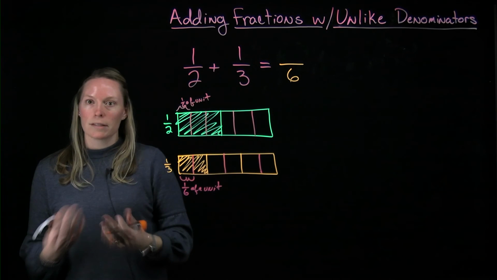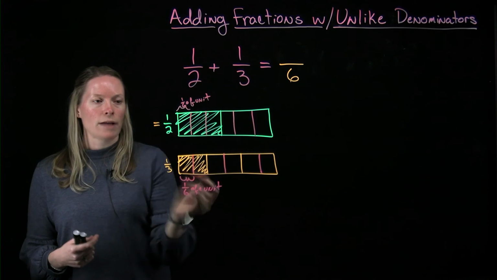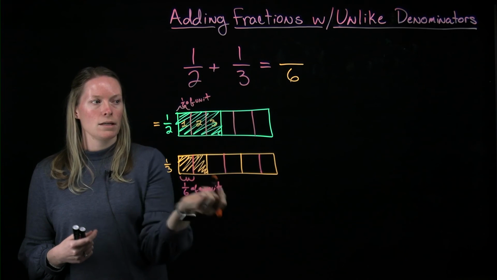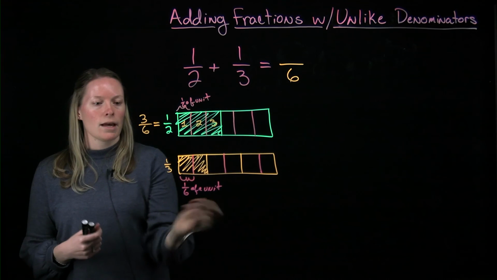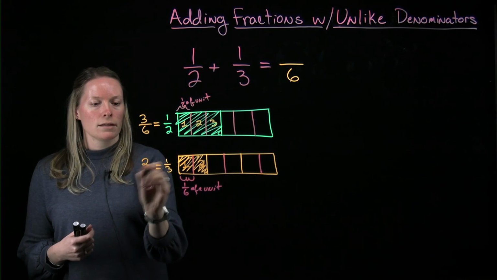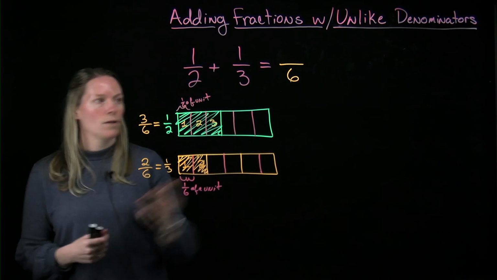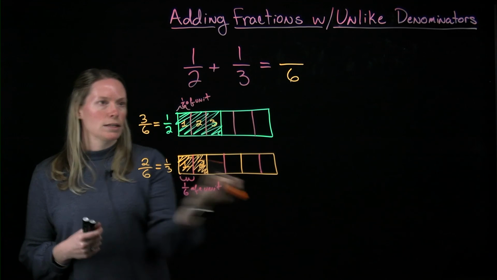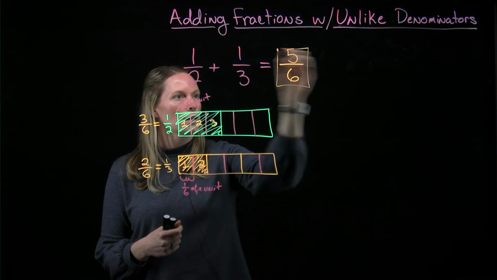Now the question is how many pieces are shaded? A good way to do this is to create an equivalent fraction that represents the shaded pieces. So I have 1, 2, 3 copies of 1/6. So I have 3/6. And I have 1, 2 copies of 1/6, representative of 1/3. So I can say that I have 3/6 plus 2/6, which means that I would have a total of 5/6.